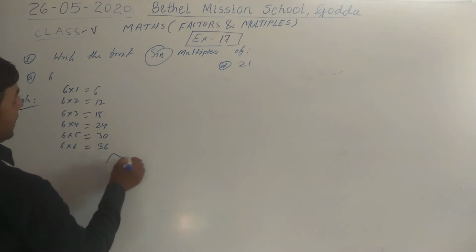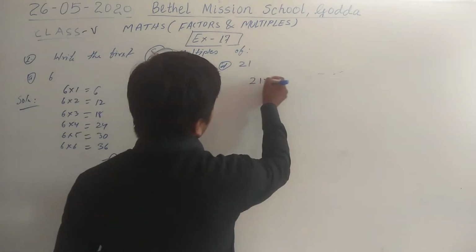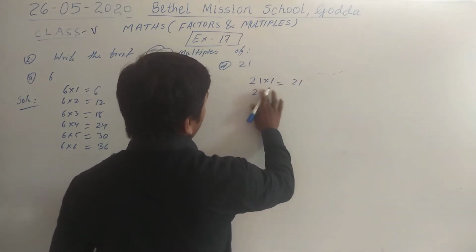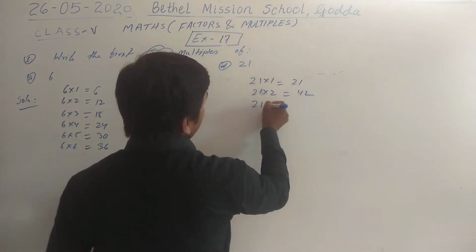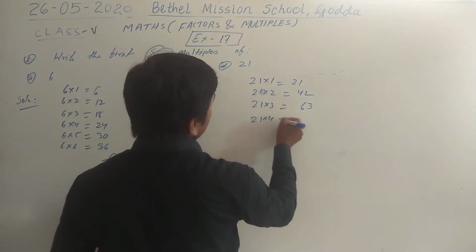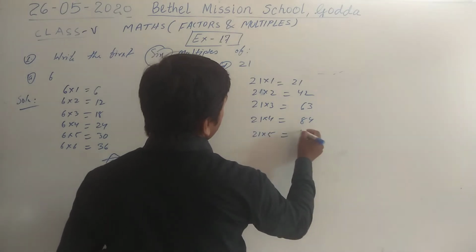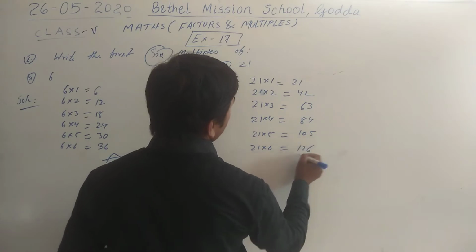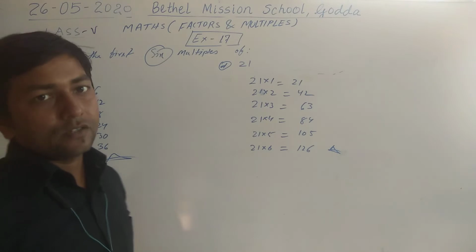This is the answer. In the same way we will multiply 21. 21 times 1 is 21, 21 times 2 is 42, 21 times 3 is 63, 21 times 4 is 84, 21 times 5 is 105, and 21 times 6 is 126. This is the answer, and you will solve this type of question yourself.